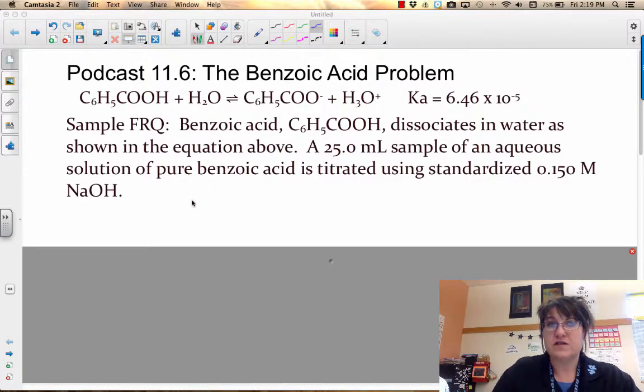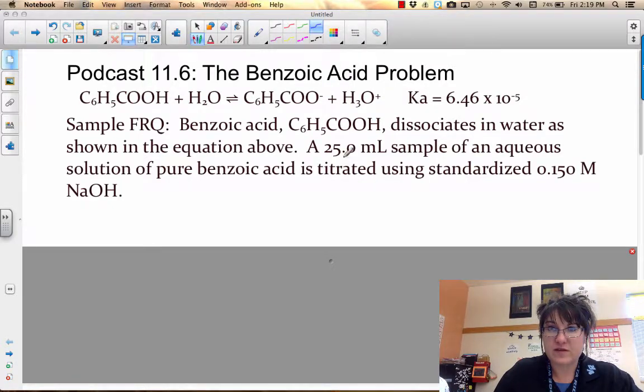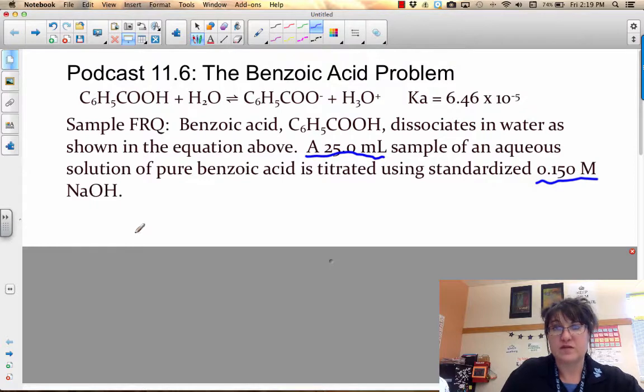So first, let's start with reading the problem. Equilibrium reaction for the dissociation of benzoic acid and the Ka value for that dissociation. We also have this information about a 25 milliliter sample of aqueous pure benzoic acid that's titrated using a standardized 0.15 molar solution of sodium hydroxide. So let's write a balanced equation for this.